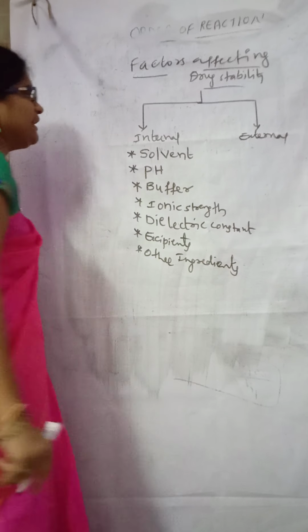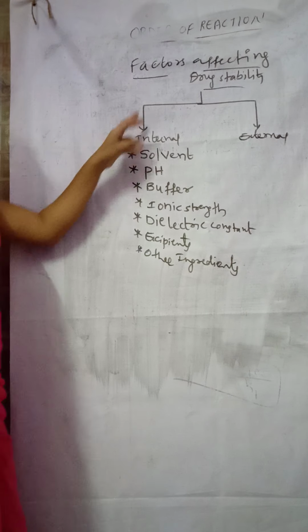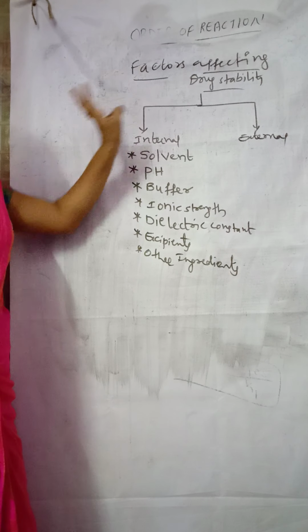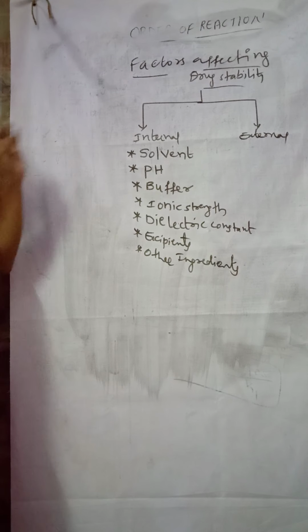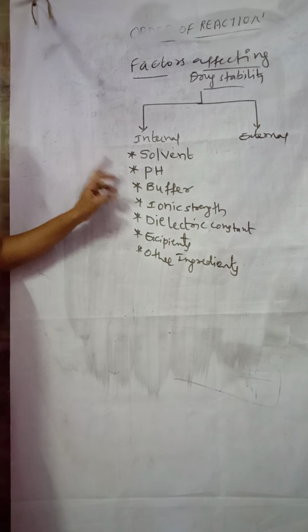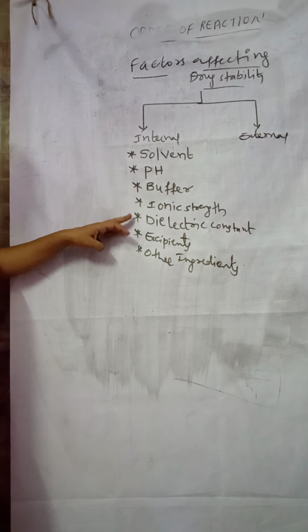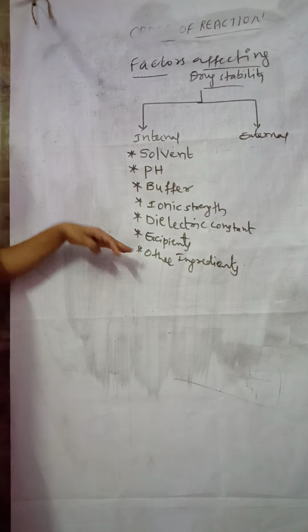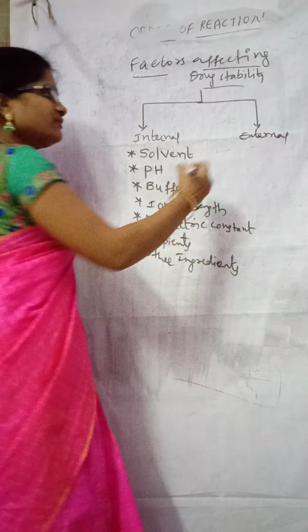So these are the different internal factors affecting the chemical stability or the drug stability of the dosage form or drug. Again, the list of internal factors: solvent, pH, buffer, ionic strength, dielectric constant, excipients and other ingredients. Now we will see what are the external factors.